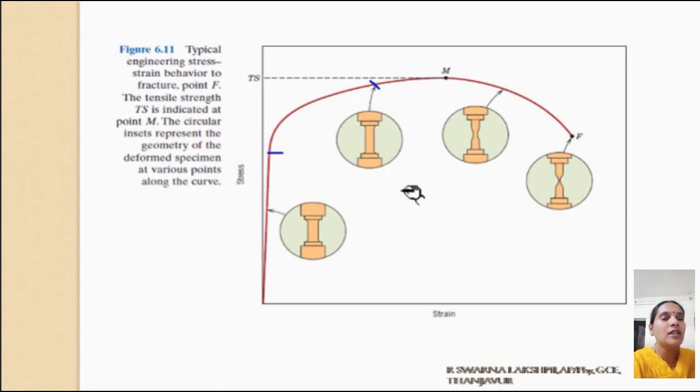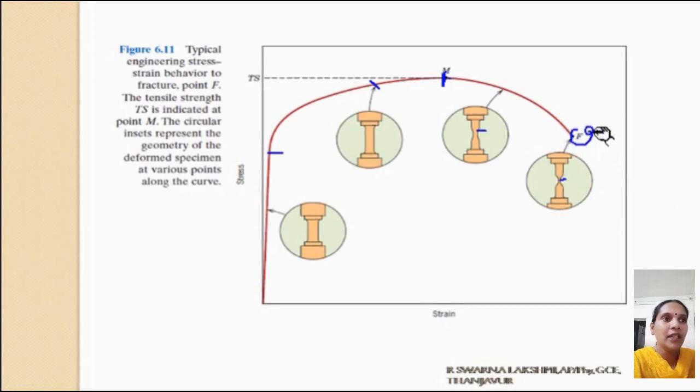Once the stress level exceeds the ultimate tensile strength, that is the point M in this graph, necking begins. You can see necking is the narrowing down of certain regions of the specimen, and this necking continues till fracture. F is the fracture point.